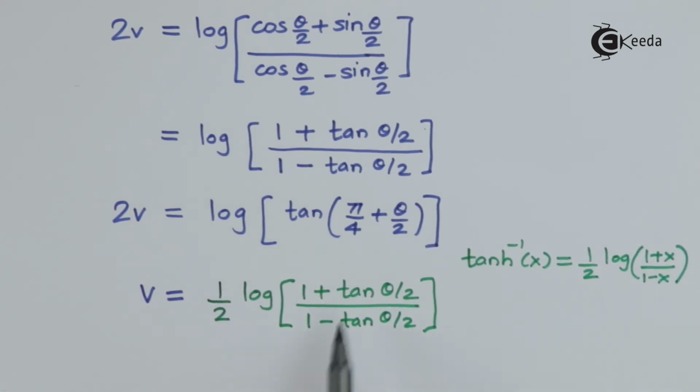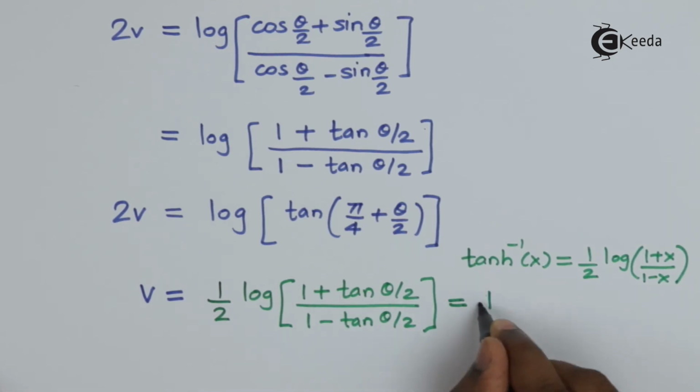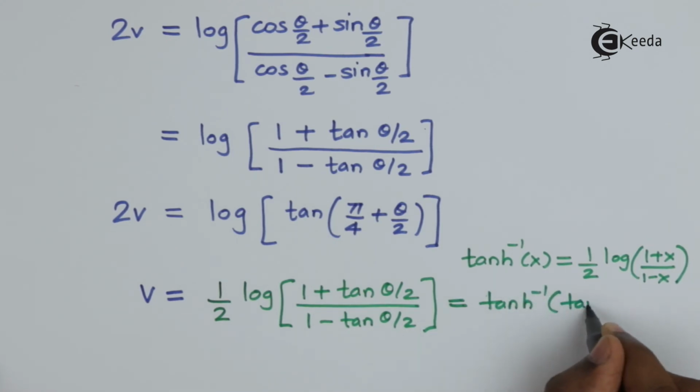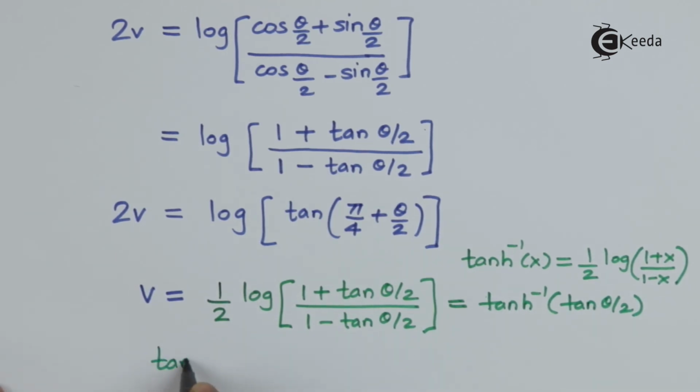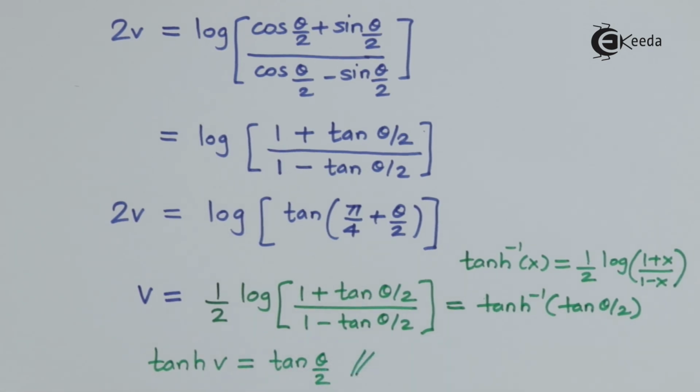Now guys, if you see, then here x is tan theta by 2. And here we got the same terms. So we can say that this value is equal to hyperbolic tan inverse of x, and x is tan of theta by 2. So we got value of v as hyperbolic tan inverse of tan theta by 2. Now what I'll do is, I'll shift this hyperbolic tan inverse on the other side. So that will become hyperbolic tan of v, and that will be equal to tan theta by 2. And guys, this is what the required answer.